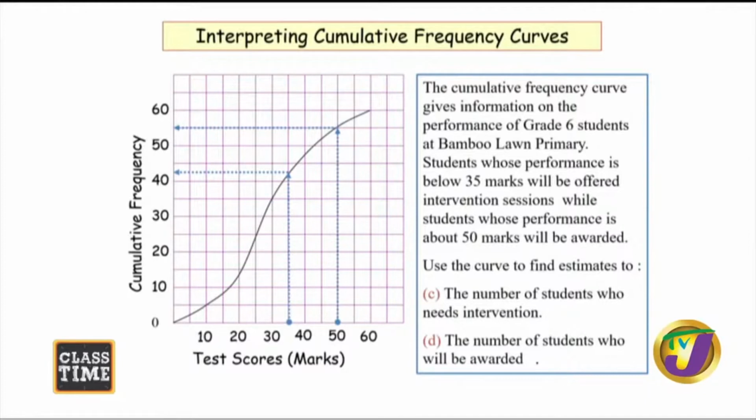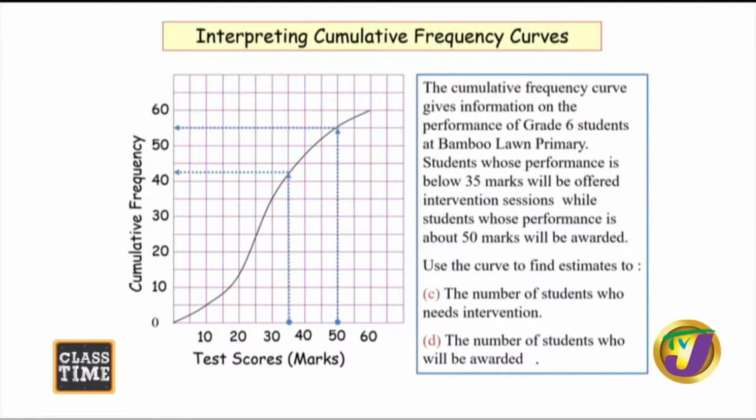So how many students are in the class? 60. How many out of the 60 need intervention? Approximately 43. All right, so 43. Right, and how many are going to be awarded? All right, fine. I see my mistake. It's not 55.